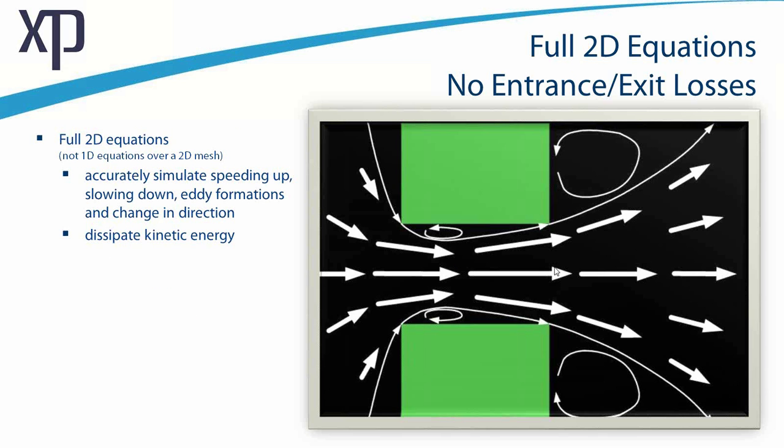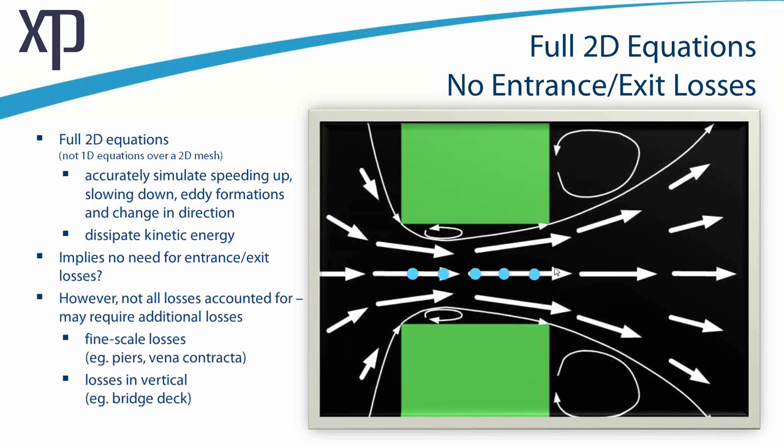When you move to modelling a similar constriction using the full 2D equations, you actually don't specify any entrance or exit losses. And this is because, as I mentioned before, the 2D equations will simulate the speeding up, slowing down, any eddy formations, any change of direction. All those things will dissipate kinetic energy, and the 2D scheme makes a much more accurate attempt at simulating that than a 1D scheme. And this all implies that there's no need for entrance or exit losses. But is that really the case?